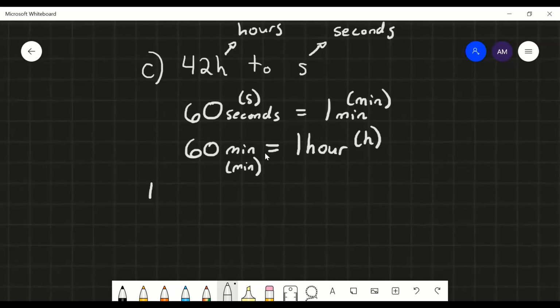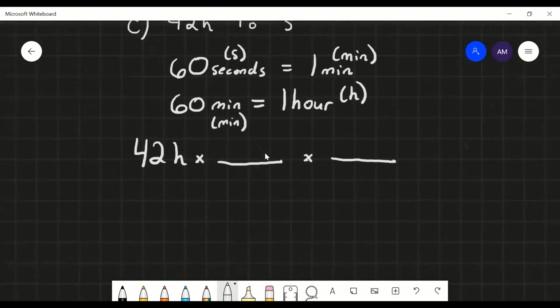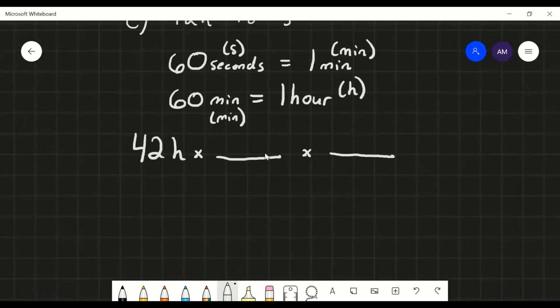So if we start with 42 hours, we have to convert this twice. Once to go from hours to minutes, and then again to go from minutes to seconds. So let's do the hours to minutes first. Hours is on, we could say, the top. I'll put this as a fraction over 1. If hours is up here, that means hours has to be canceled out with 1 down here, and minutes would go here.